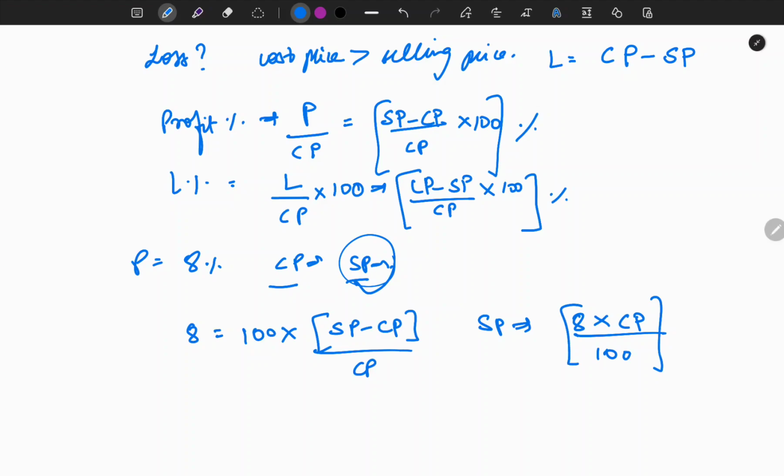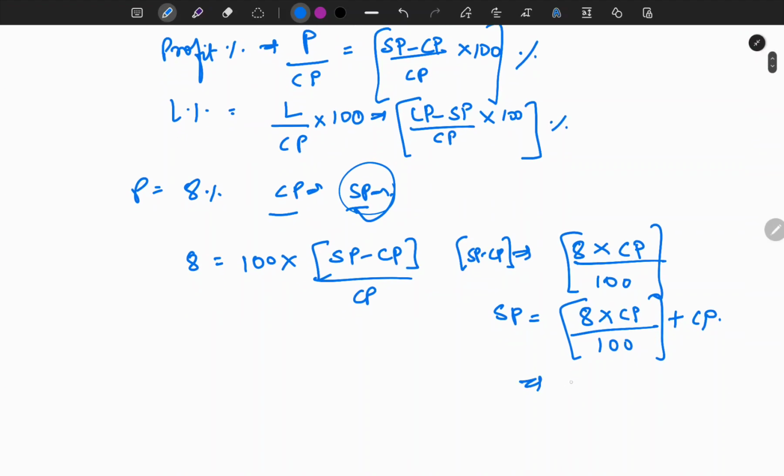This value is actually my selling price minus cost price, and so selling price would be 8 into CP upon 100 plus CP. Simplifying this, I would get 100 plus profit percent upon 100 into CP. So this is my selling price.